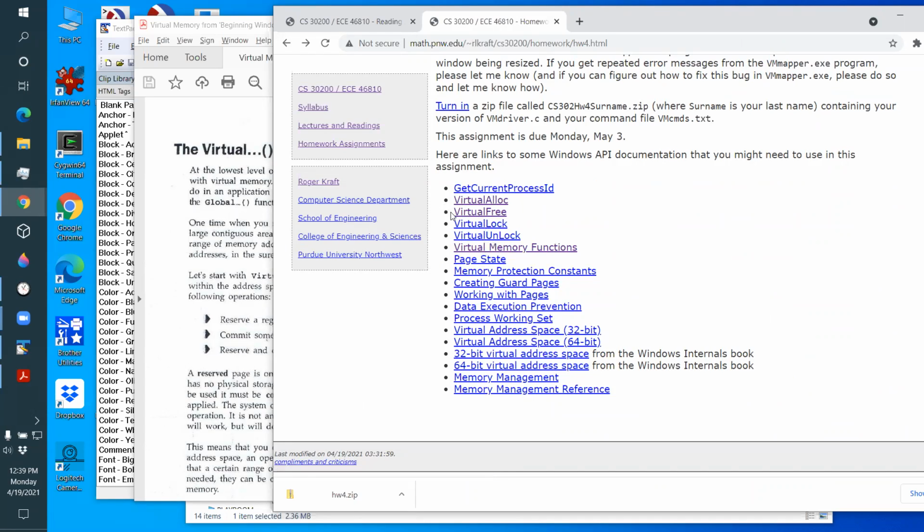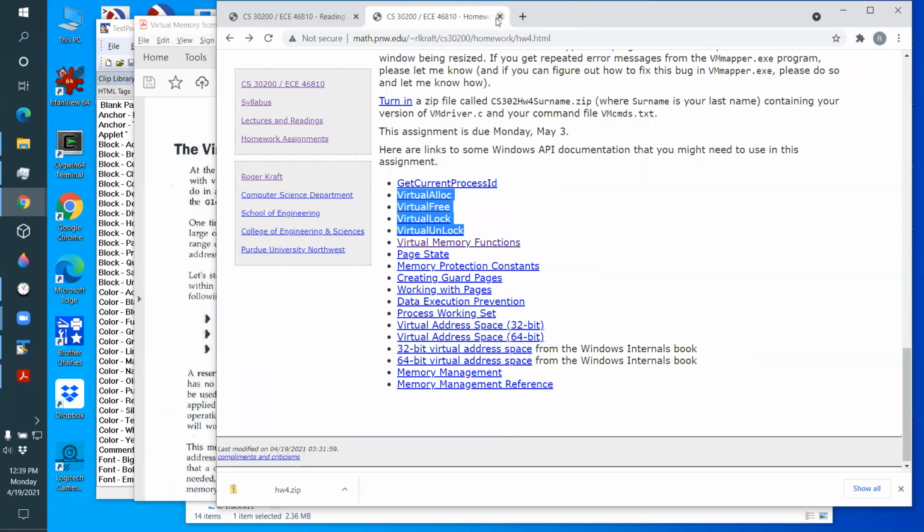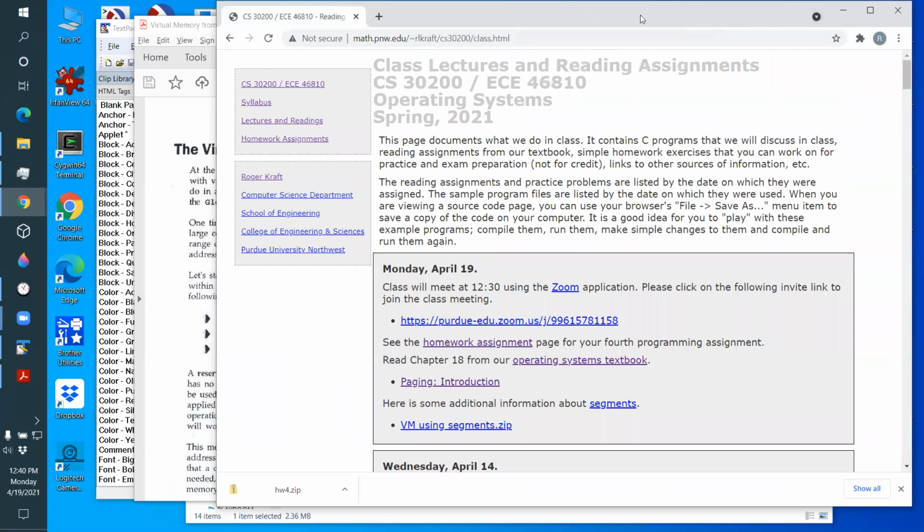You're going to learn how to write Windows memory management programs. How does a C program talk to the operating system about memory? We'll say a lot more about that on Wednesday.